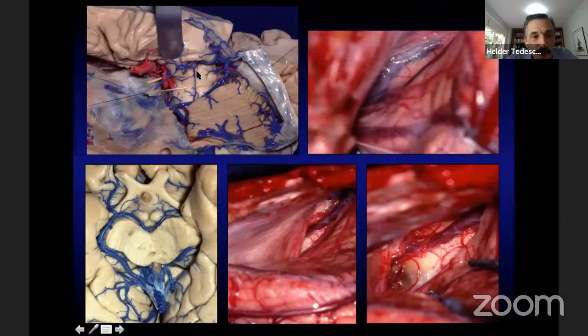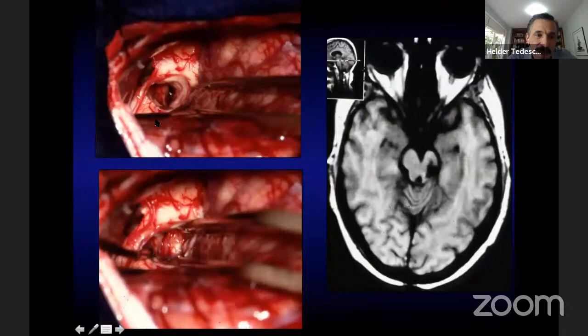So I come lateral on the surface of the cerebellum, look for the basal vein of Rosenthal, a little bit more anterior here. I see this staining and the vein on top. And I can operate on the cavernoma, and this is post-operative. This was done by Professor Oliveira.